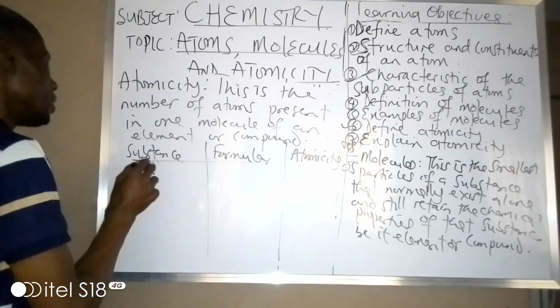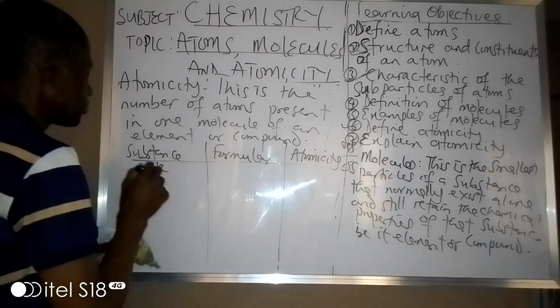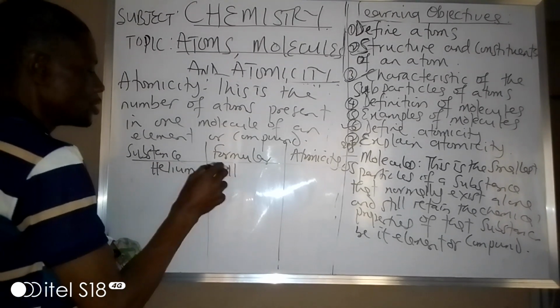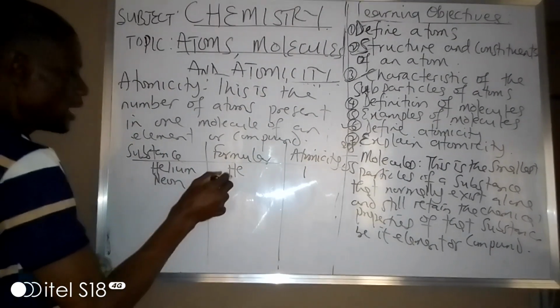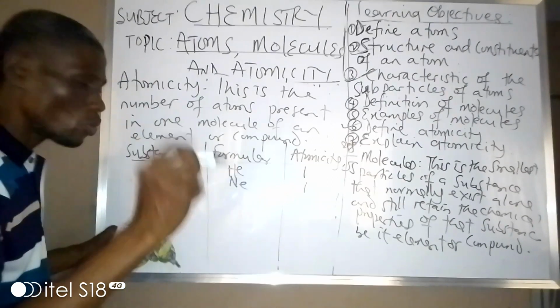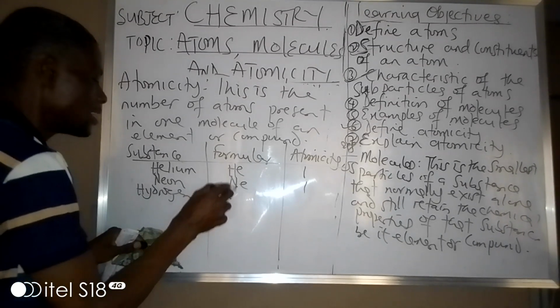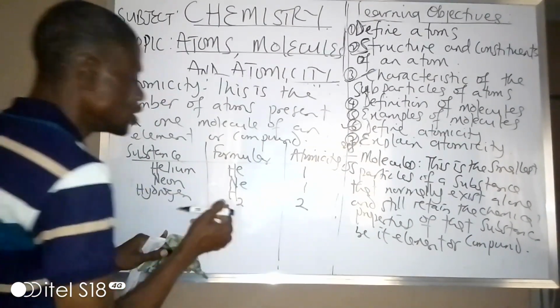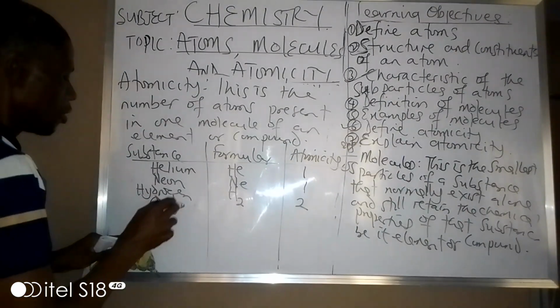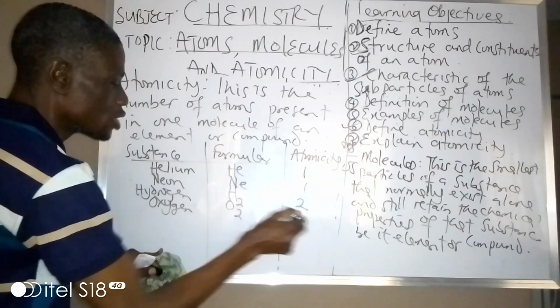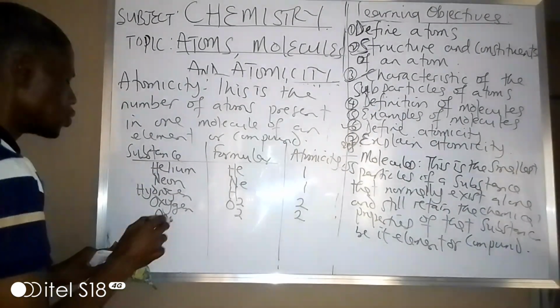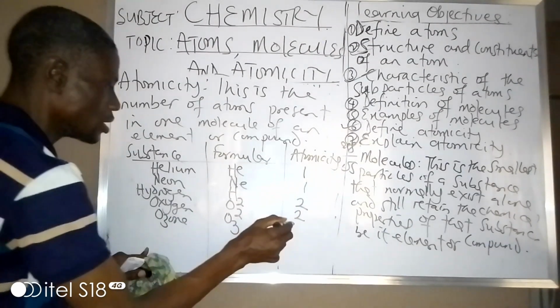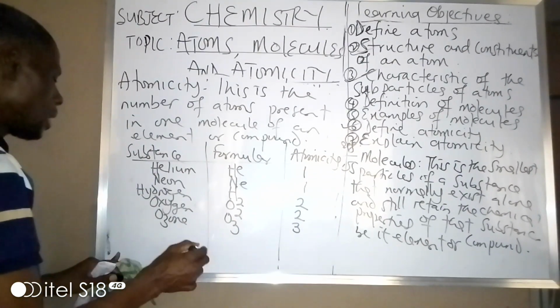Let's take a look at one. Let's say helium, He. Atomicity is 1. Let's look at neon, Ne. Atomicity is also 1. Let's move on to hydrogen gas. You write H2 like this. So atomicity here is 2. What about oxygen? Oxygen, O2. Atomicity is also 2. The number of atoms corresponds to the atomicity. Let's look at ozone, O3. Atomicity is 3.